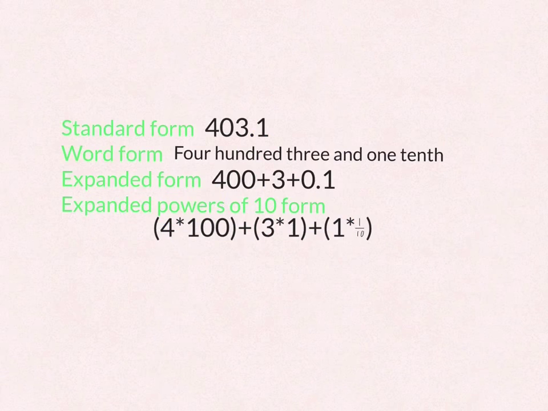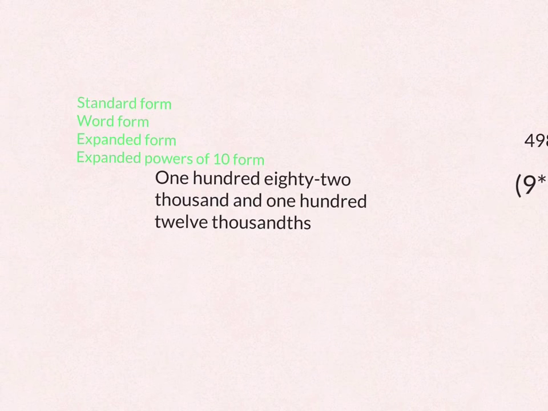Okay, so let's have you try one in your notes. First practice for you, please write this down in your notes. We're going to have 182,000 and 112 thousandths, and you're going to write that in standard form. I'll give you a second to try that, and then we'll go over it.